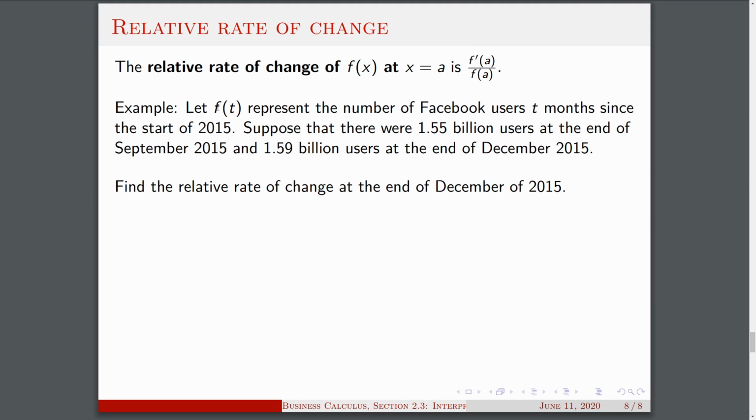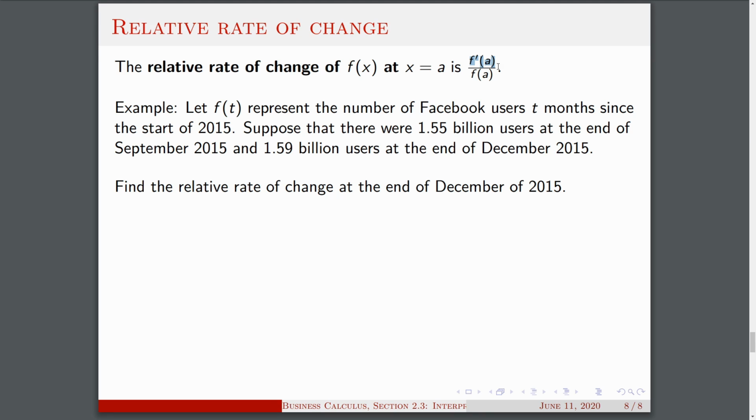So let's say we have a function f of t, and it represents the number of Facebook users t months since the start of 2015. All right, and suppose that there were 1.55 billion users at the end of September 2015, and that grew to 1.59 billion users at the end of December of 2015. All right, and we're asked to find the relative rate of change at the end of December of 2015.